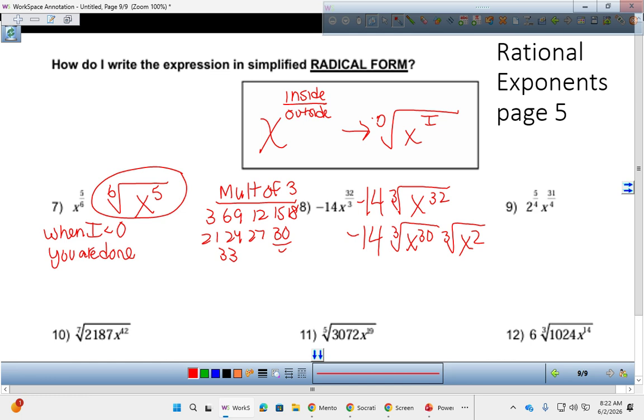You guys remember this? Is it starting to come back? Inside divided by outside. 30 divided by 3 is a perfect 10. You just can't forget that there's an x on that. And when the inside number is smaller than the outside number, you're done. And that negative 14 is just coming along.